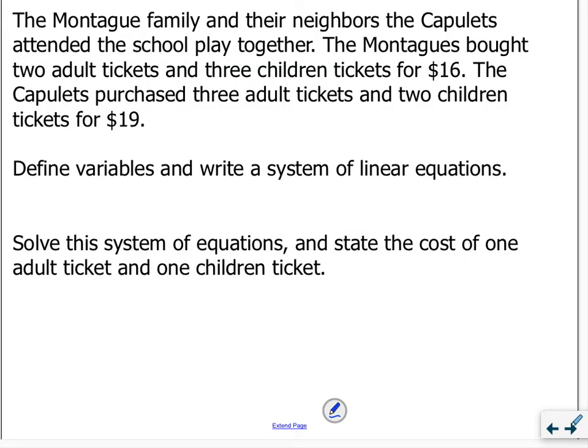So why don't you pause the video here for a minute and see if you can define variables and then write a system of equations. Okay, let's give it a shot.